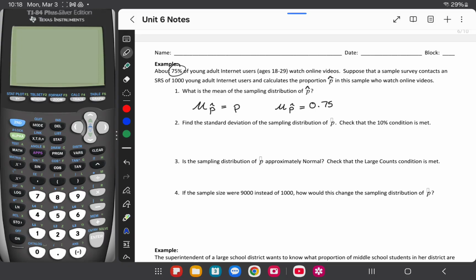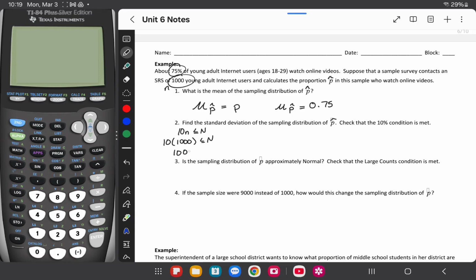Next, it asks us to find the standard deviation of the sampling distribution of p hat, and it does also say to check that the 10% condition is met. So let's start there. For our 10% condition, we're going to check that 10 multiplied by n is less than or equal to capital N. Keep in mind the simple random sample was of size 1,000, and so if I were to take 10 multiplied by 1,000, is that less than or equal to capital N?